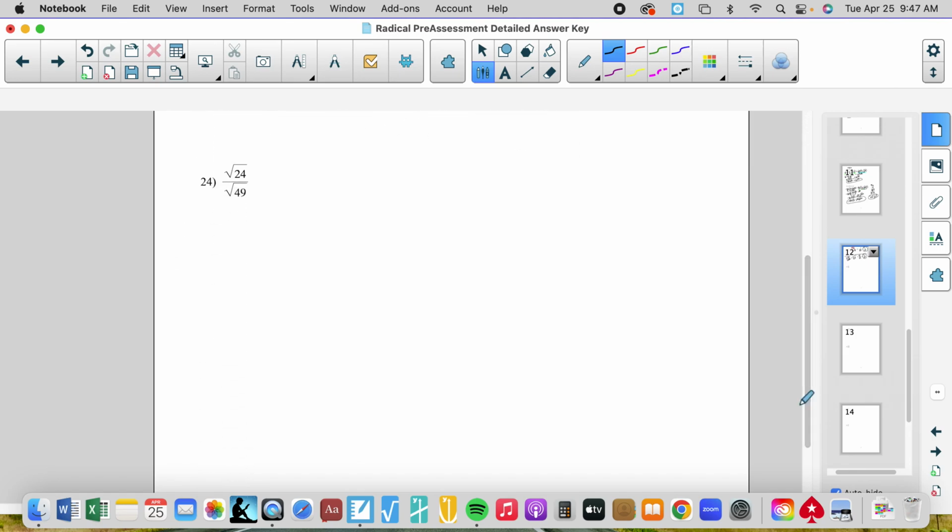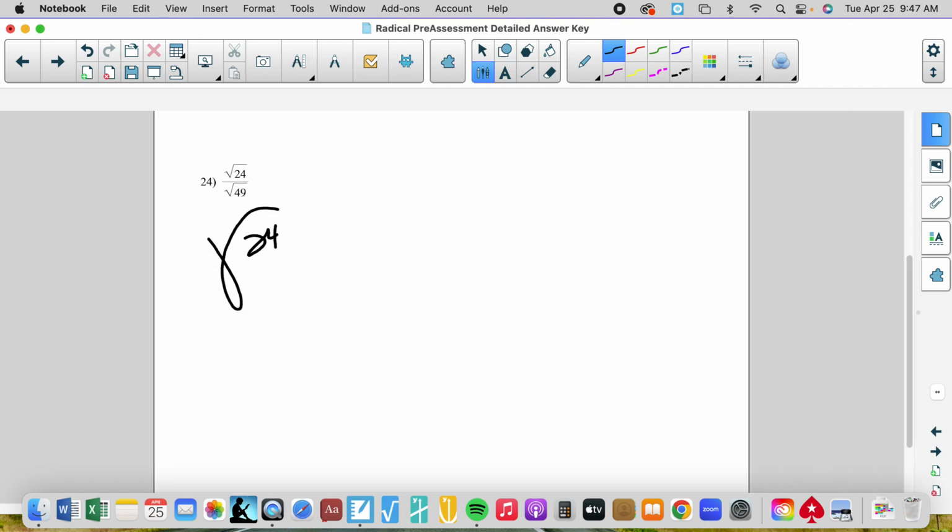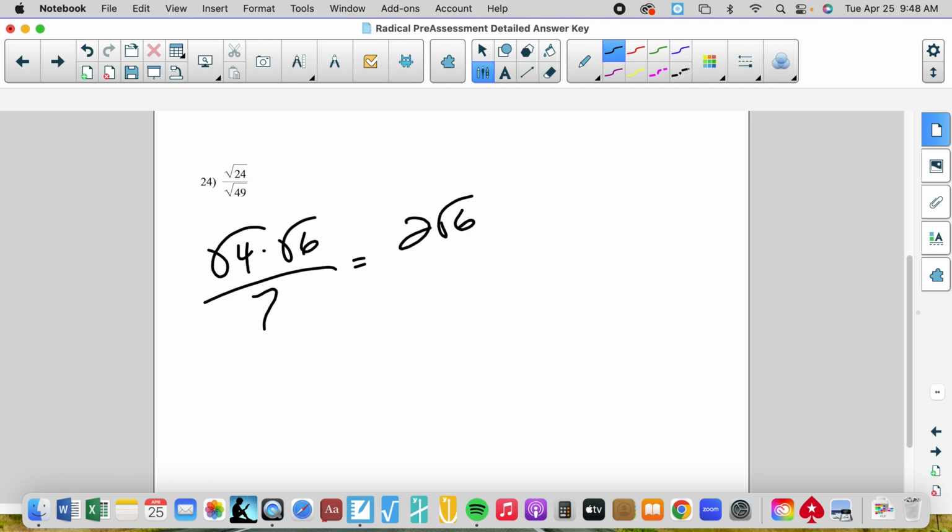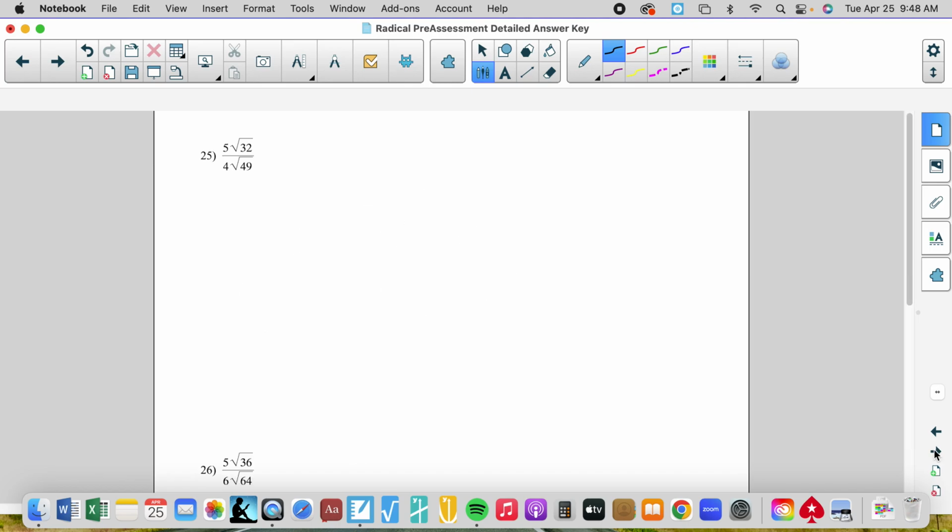So we have rad 24 over rad 49. If I put them under the same house, we can't simplify. They don't have a common factor, 49. So that doesn't benefit us. But we should see that rad 24 can be broken into rad 4, rad 6, and that rad 49 is a perfect square. So we get 2 rad 6 over 7. And that's it. That can't be simplified any further. It's rational because there's no rads in the denominator. So that is really what we're doing with this problem.